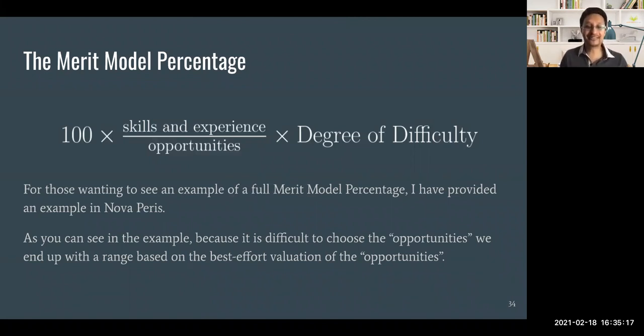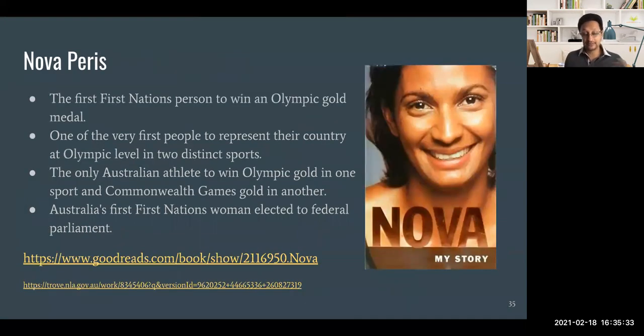So I wanted to give an example of Nova Peris, who's quite famous here in Australia. And you'll see in the examples that when I tried to work through it, it's difficult to choose the opportunities because we don't really know what opportunities these people have had. To give you an idea, Nova Peris was the first First Nations person to win an Olympic gold medal.